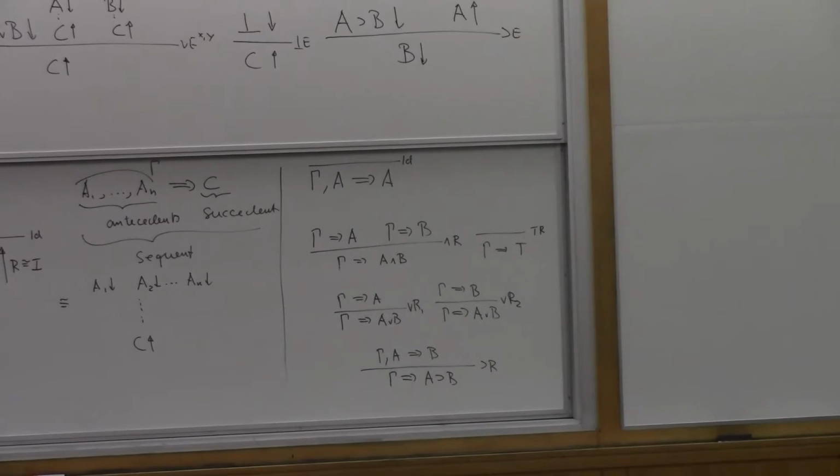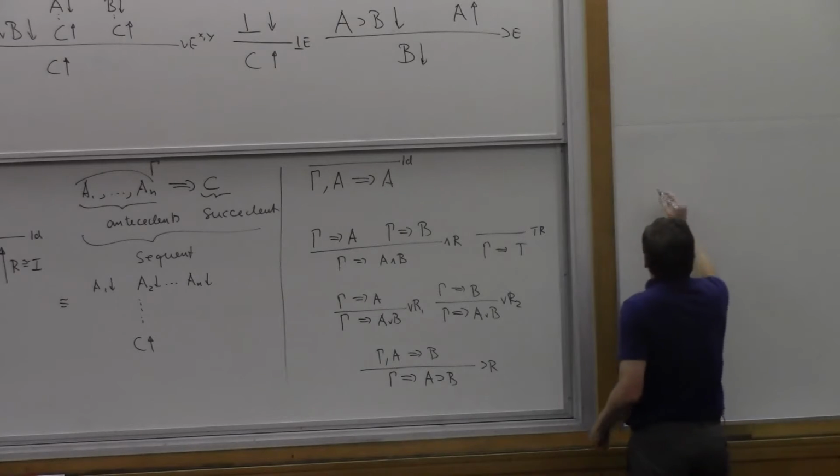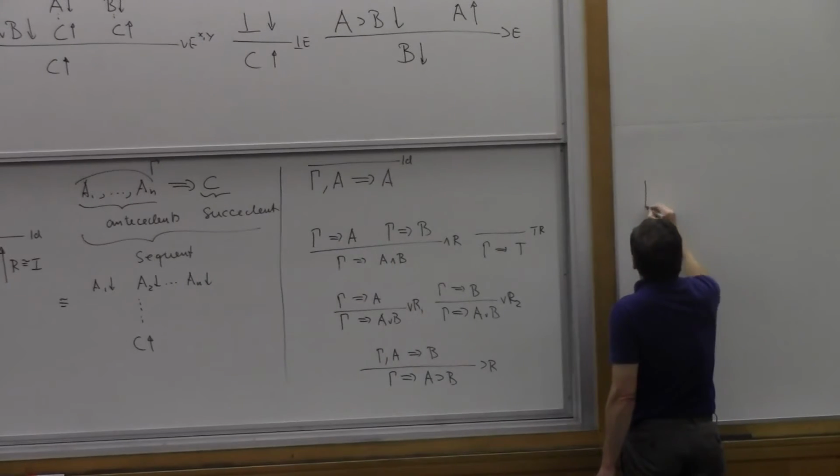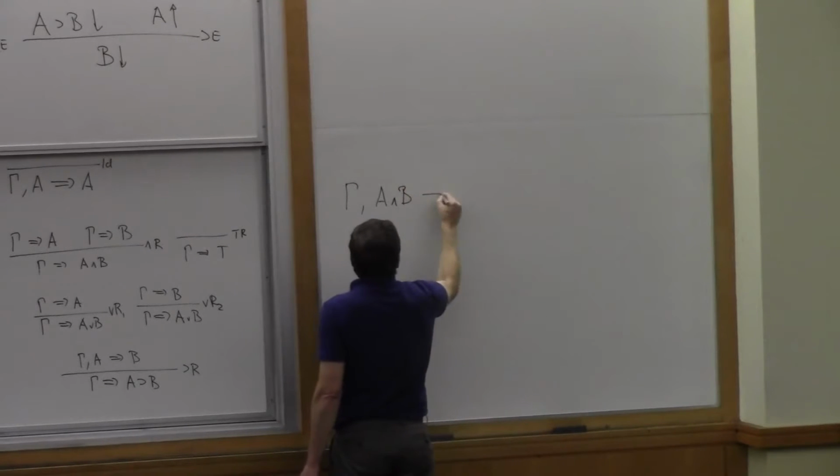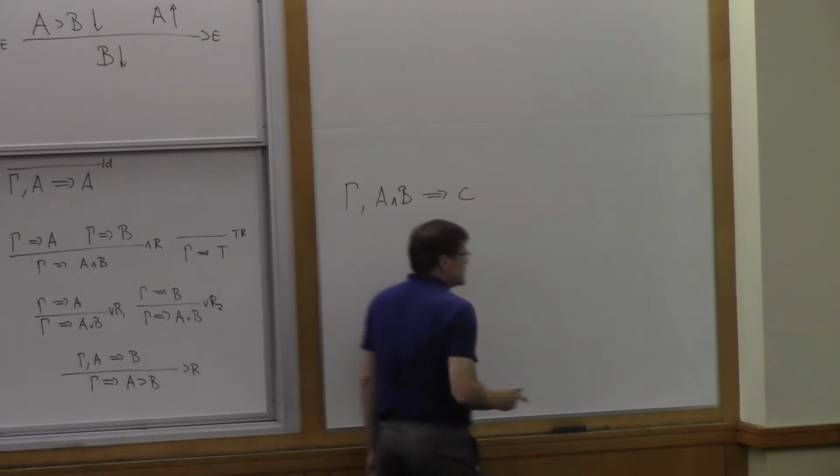Let's look at the left rules. Now the left rules are much trickier, because we have to turn them upside down. Let's try to think about it this way. If I have gamma, and I know A and B, and I'm trying to prove C, how can I use the conjunction?